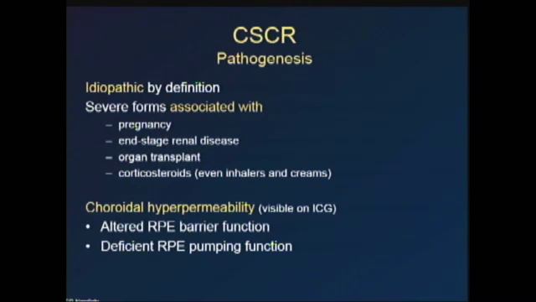What we know now is that for sure central serous chorioretinopathy is due to a choroidal hyperpermeability, which is easily visible on Indocyanine Angiography. And we know that it's caused by choroidal thickness with choroidal hyperpermeability, with a concomitant alteration in the RPE barrier function, and at the same time a deficiency in the pumping mechanism of the RPE.